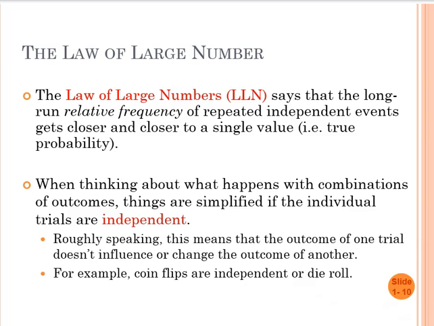Now, the important concept here is that the events have to be independent of one another. What independence means is that the outcome of one trial doesn't influence the outcome of another trial. Coin flips are independent events because if you get a heads once, it's not going to affect the probability that you get a heads on the next flip. The same thing goes for the die roll. All die rolls are independent as long as you're dealing with a fair die.